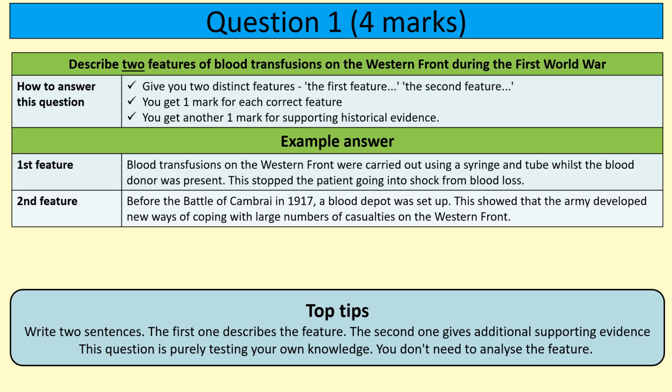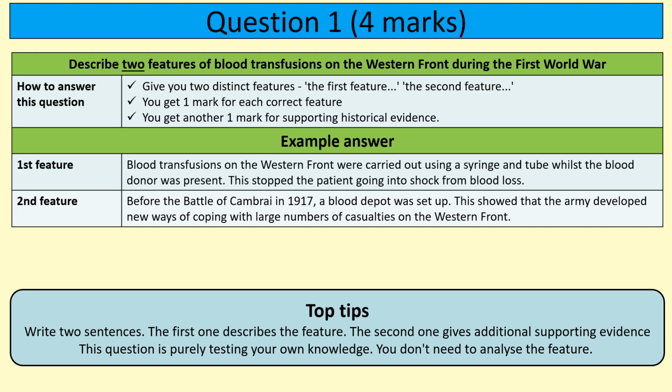So let's have a look at the first feature. Blood transfusions on the Western Front were carried out using a syringe and tube whilst the blood donor was present. This stopped the patient going into shock from blood loss. Second feature, before the Battle of Cambrai in 1917, a blood depot was set up. This showed the army developed new ways of coping with large numbers of casualties on the Western Front. So there's a couple of example features there. That answer would score you 4 marks.